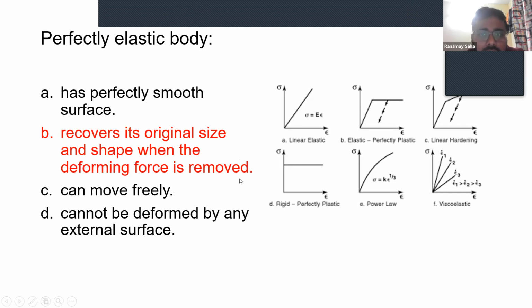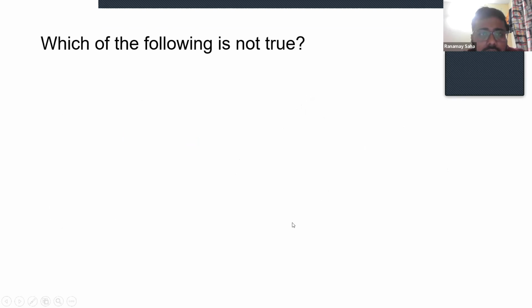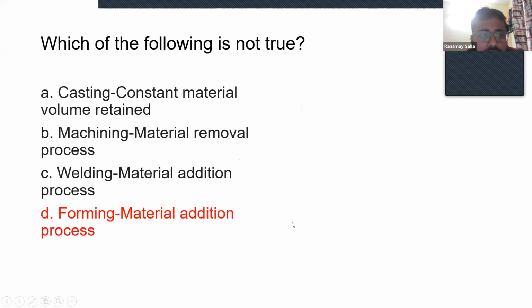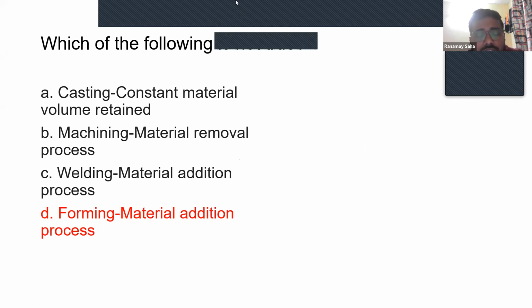Then we have the next question: which of the following is not true? Here, there are 2 types of manufacturing processes: one is additive manufacturing, and the other is subtractive manufacturing. Here we have casting, machining, welding, and forming. Casting is always a constant material volume process. Whatever the initial volume is, after the realization of the product the final volume remains the same. There is a volume constancy in casting.